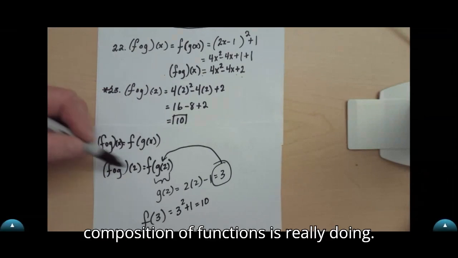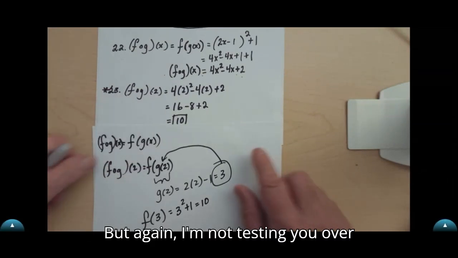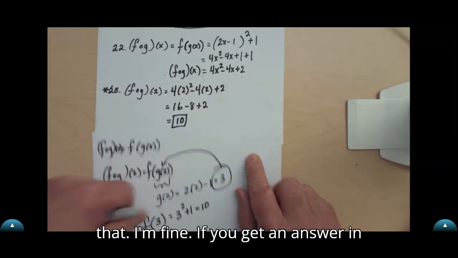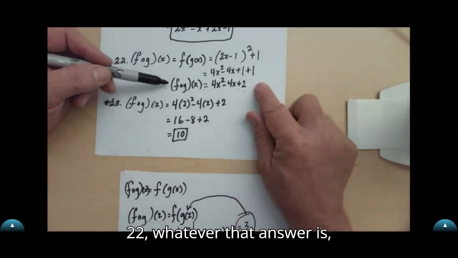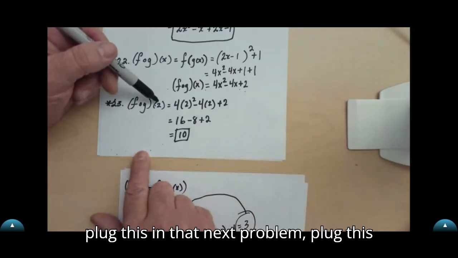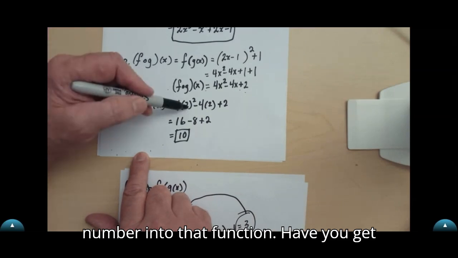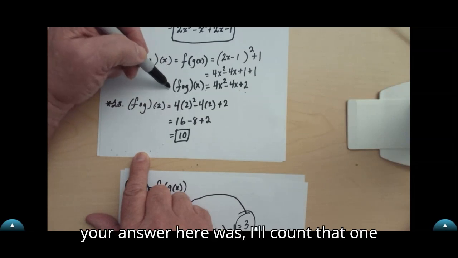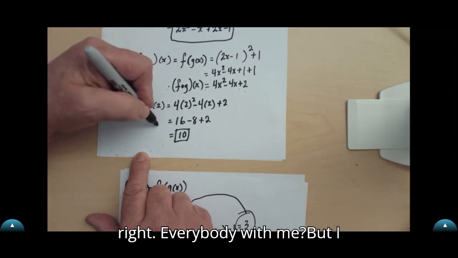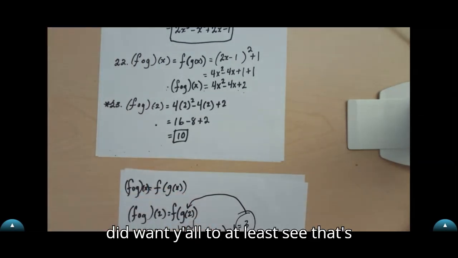See, that's what composition of functions is really doing. But again, I'm not testing you over that. I'm fine. If you get an answer in 22, whatever that answer is, plug this number into that function in that next problem. If you get the correct answer based on whatever your answer here was, I'll count that one right. Everybody with me? But I did want y'all to at least see that's what's going on.